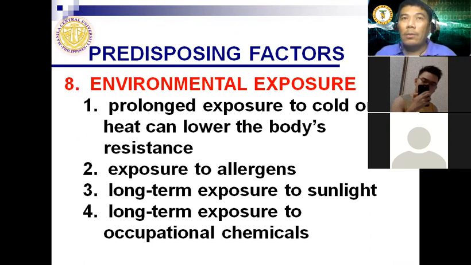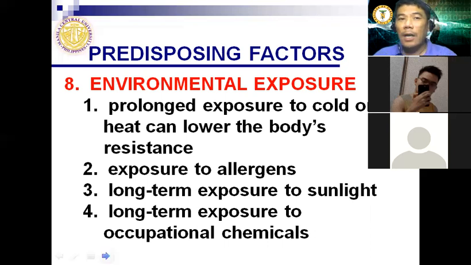So that's why it is advised that when you are about to have exposure, it's only in the morning up to 10 o'clock, because the UV rays themselves may cause too many problems that may inhibit the cells from responding and compensating because of the chances of dehydration of the cells. Long-term exposure to occupational chemicals and hazards may also cause problems in those who are predisposed.